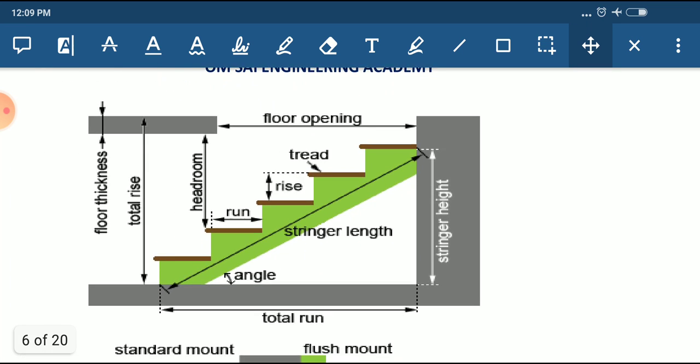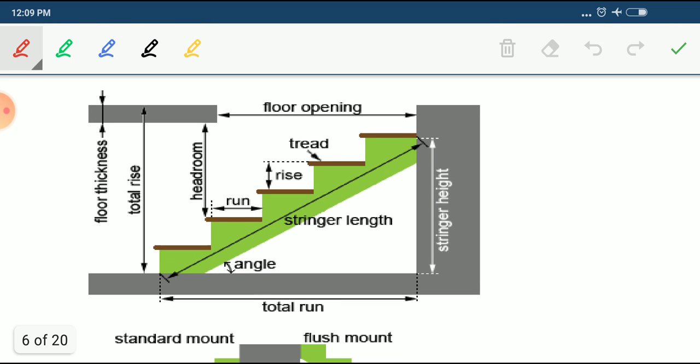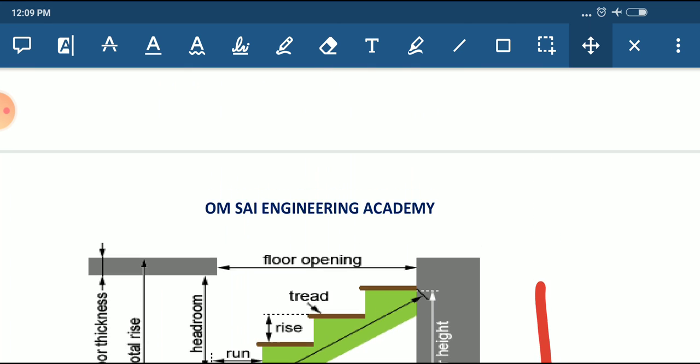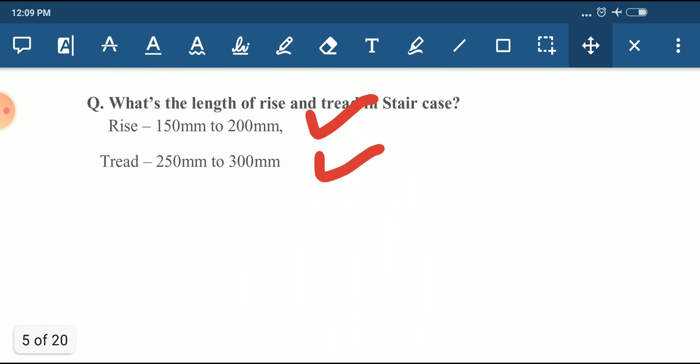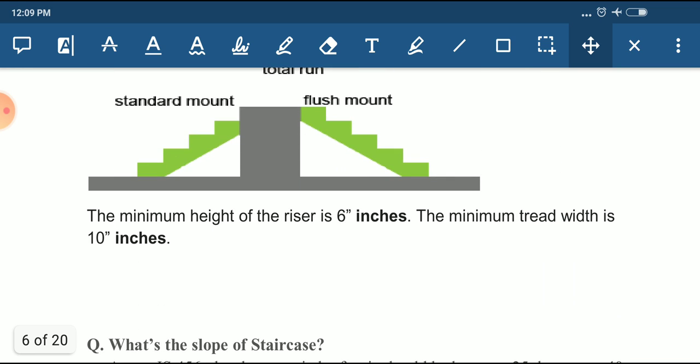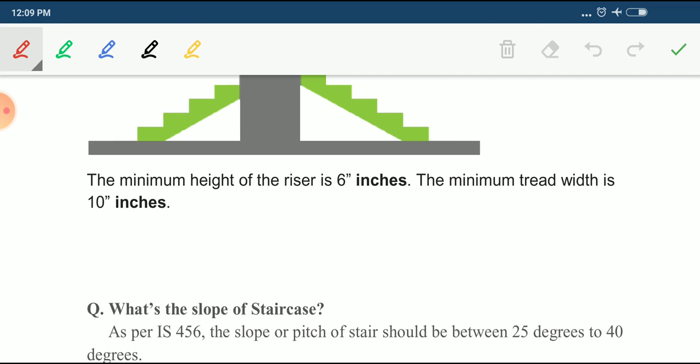If you see in this diagram, this vertical part is called the rise, and this horizontal part is called the tread. The rise will be 150 to 200, and the tread will be 250 to 300. It is shown in the diagram. We'll move to the next question. If you want to tell it in inches, the riser will be 6 inches, and the tread will be 10 inches. Okay, next.